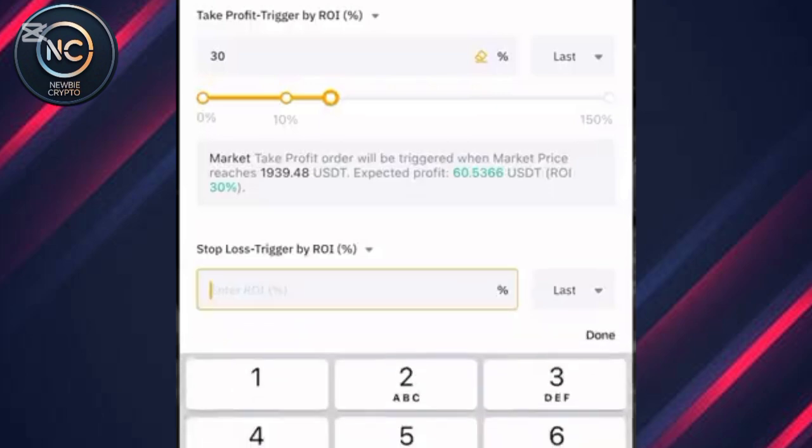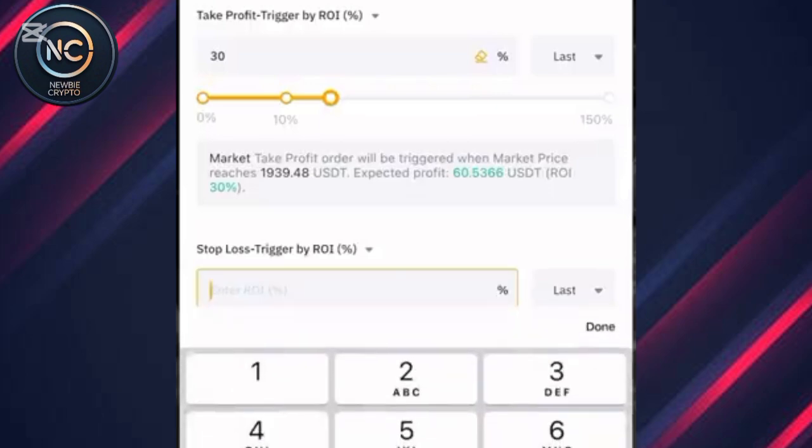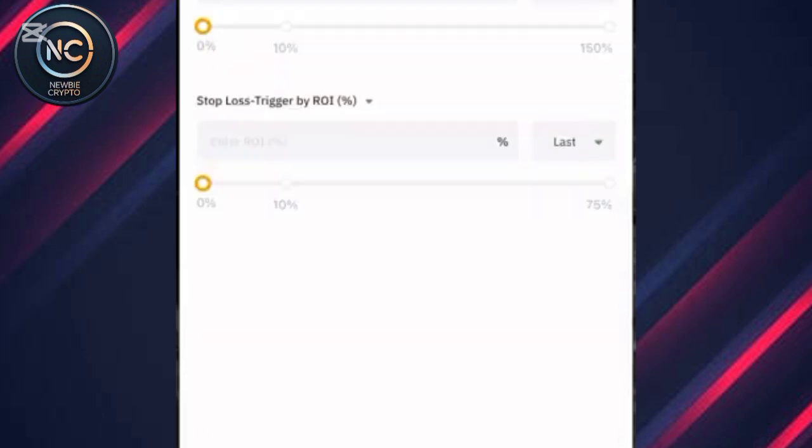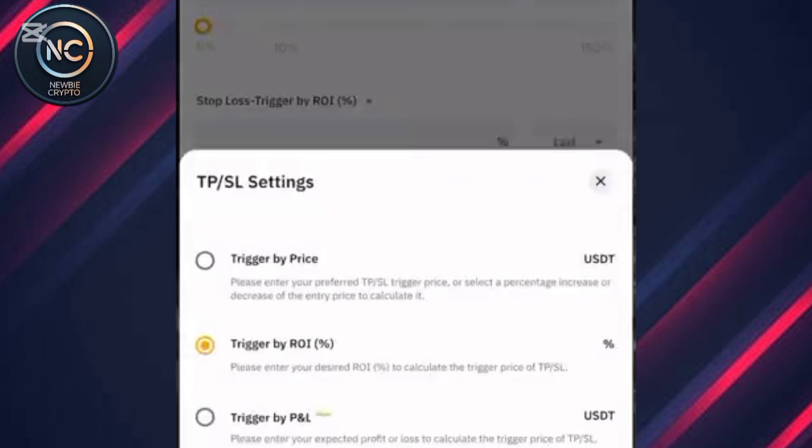Now for stop loss, what percentage are you willing to lose? So let's, for example, I want to lose, let's say 30%. Let me just put 30%. So that means that my stop loss will be 1,825 USDT, and I'll be losing $60. So you can set it by price or by ROI. Now the next one is take profit trigger by P and L right here.